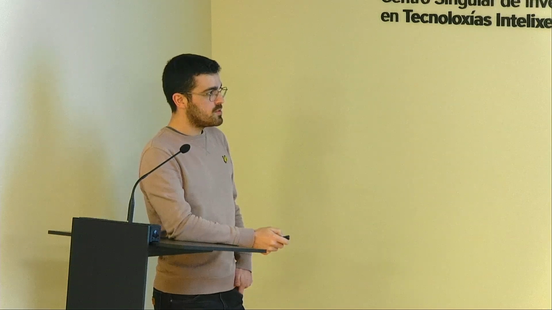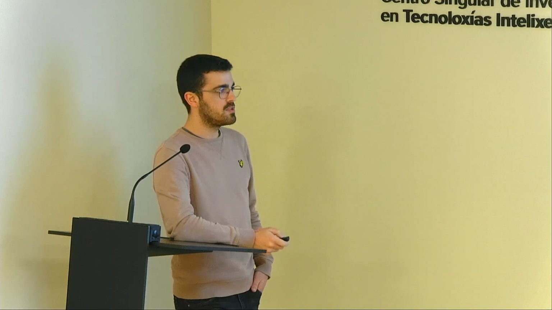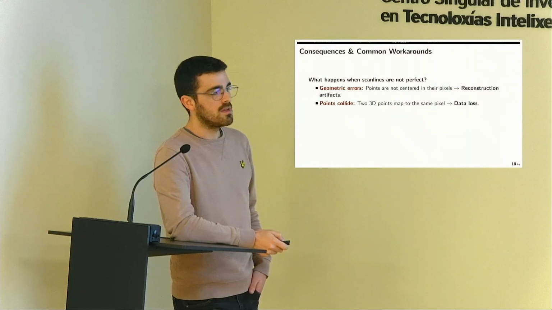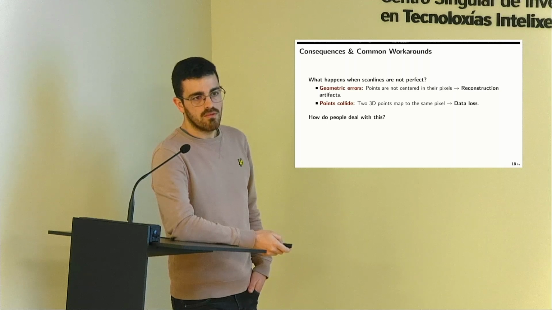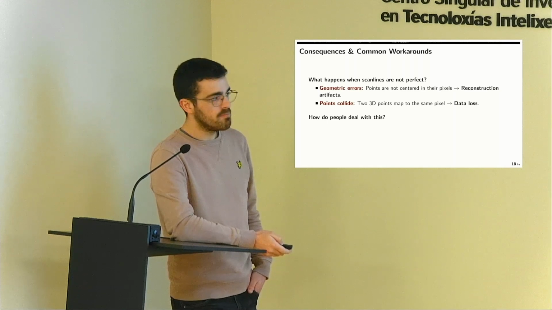And even worse, when 2 points map to the same pixel, we can only keep one of them, because each pixel can only store one value in principle. So we will incur data loss, which is even worse. And so, of course, the question is, do people just accept this? How do people deal with this problem?